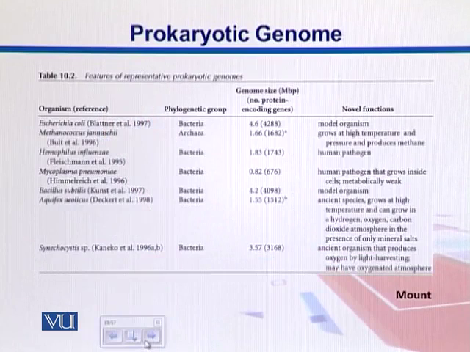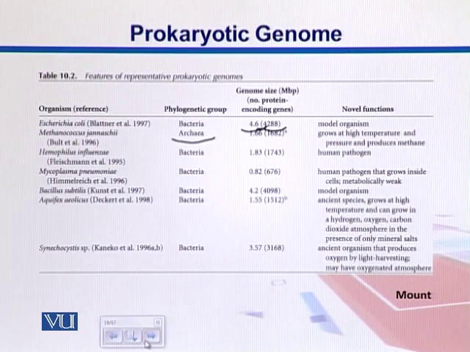Here in this diagram we see different representative prokaryotic organisms and their genomes. This E. coli was sequenced by Blattner et al. We see its phylogenetic group also, it's a bacteria. In this set we have just one archaea and the rest of them are bacteria. Genome size is 4.6 MB, and the number of protein coding sequences is in these parentheses. So there were 4,000 genes in this organism.